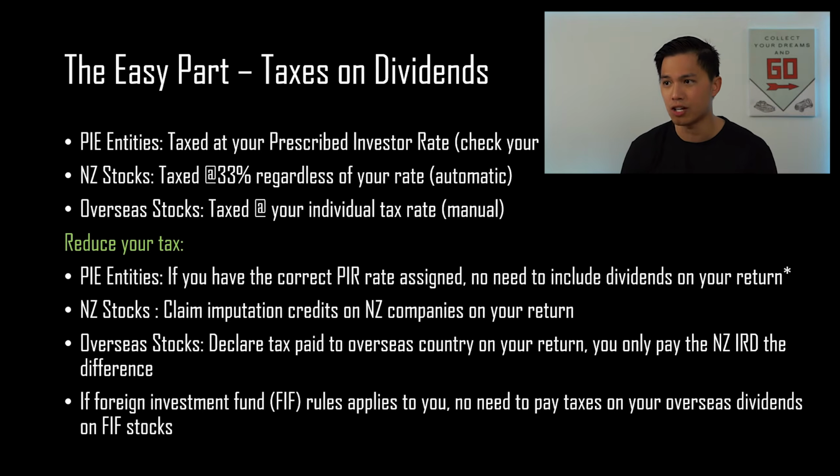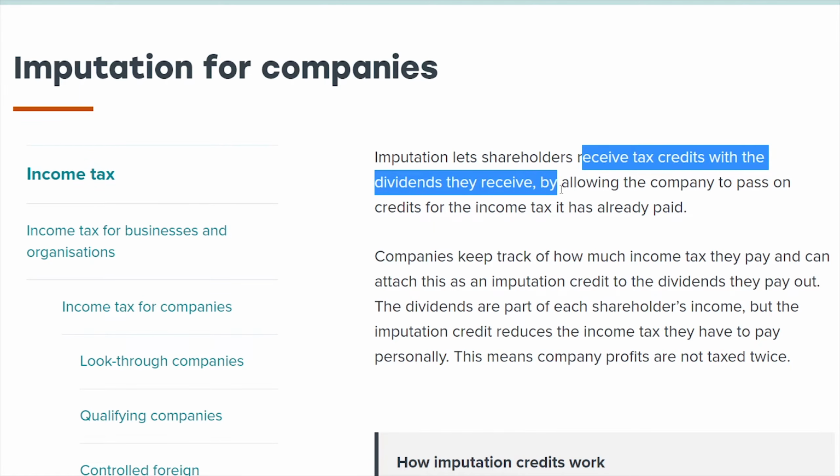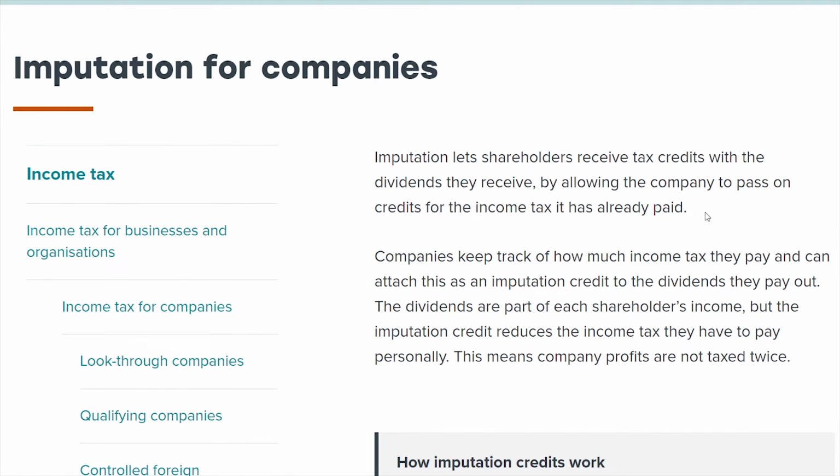In terms of New Zealand stocks, you can claim imputation credits on New Zealand companies on your return. If you're unfamiliar with imputation credits, the IRD has a useful website over here, but basically an imputation credit allows shareholders to receive tax credits with the dividends they receive by allowing the company to pass on credits for the income tax it has already paid. So basically what this means is that the company has already paid taxes on the profit that they make, so you're able to claim that back as a credit for yourself when you pay your income tax.